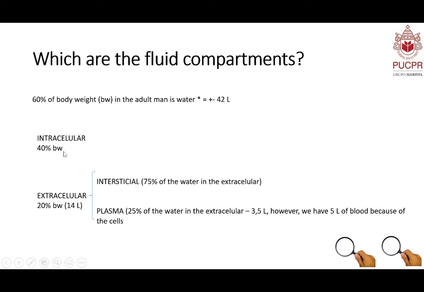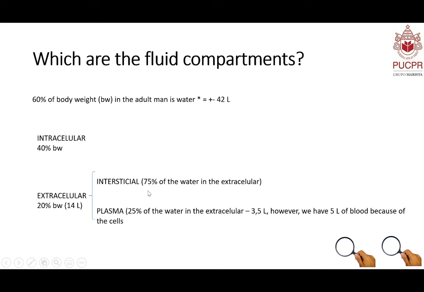Well, anyway, if we take this 60% and split it in 40 and 20, then we have that 40% of the adult man body weight is within intracellular space, and about 20% is in the extracellular space, which gives you about 14 liters within the extracellular space. This extracellular space we split in two compartments: the interstitial space and the plasma.